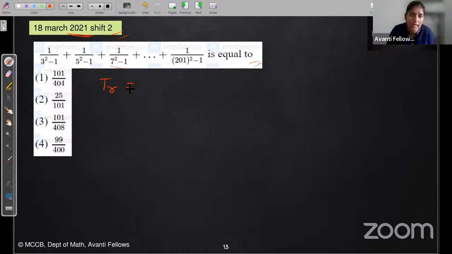Now, tell me what will be the R term, TR is equal to. For that, we need to see the pattern, right? Observe here. Here we have 3 square. Here we have 5 square. Here we have 7 square. So what can you actually observe here? What kind of terms are these 3, 5, and 7? Let me know in the chat box what kind of terms these are.